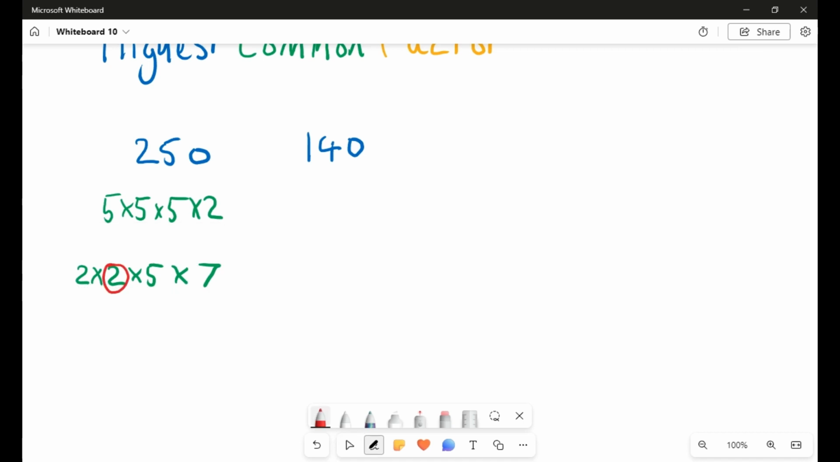So we have a pair of 2's, so we're going to add 1 2 into our product. We also have one pair of 5's, and there's no more pairs that are matching. So we're going to do 2 times 5, and that is equal to 10. So our highest common factor for 250 and 140 is 10.